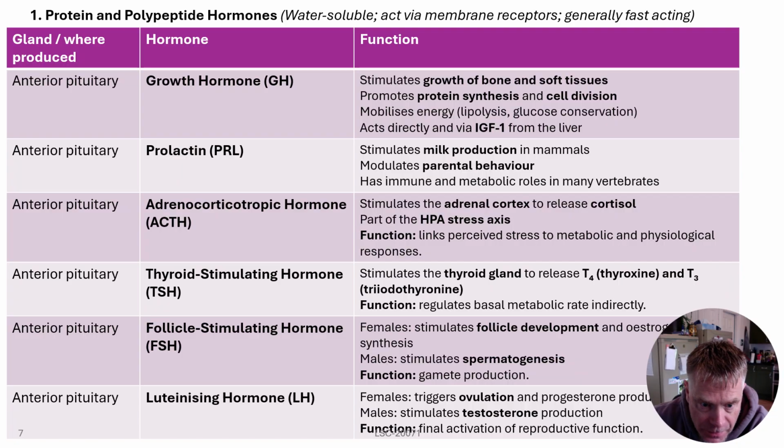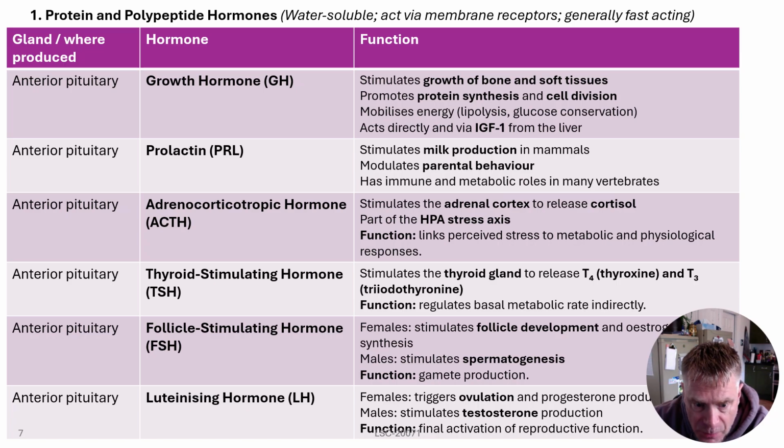Next up, ACTH, this adrenocorticotrophic hormone that stimulates the adrenal cortex to release cortisol. That's part of the HPA stress axis. And so this is part of the stress response, which we're going to consider in more detail later on. And it links perceived stress to metabolic and physiological responses.